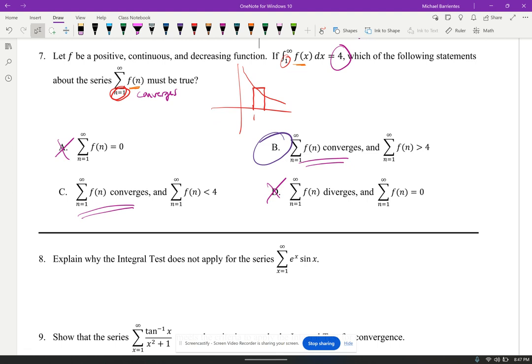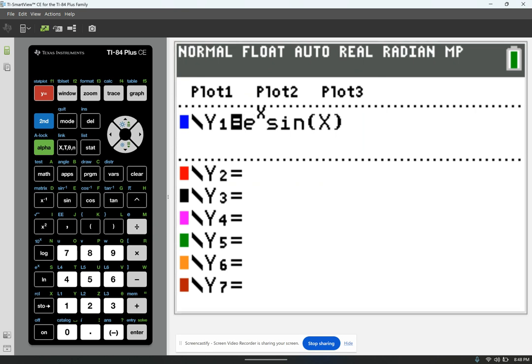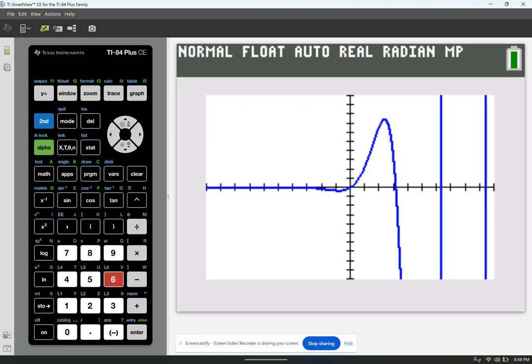And then finally, I'm not going to do number 9, but we will look at number 8. Explain why the integral test does not apply for this series. And the series is e to the x sine x, starting from 1 to infinity. Why doesn't it work? So I graphed it. Well, here, let me go back. This is what I put into my calculator. Let me do a zoom 6, and I get this.